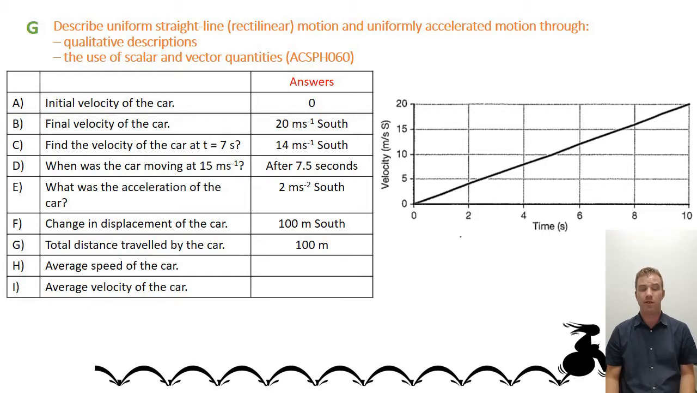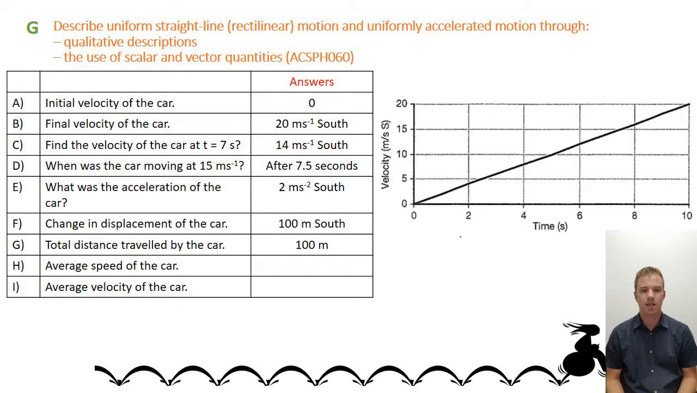Now, when was the car moving at 15 meters per second? And I'm going to say, by interpretation, 7.5 seconds. Okay, so what was the acceleration of the graph? Now this is where we use rise over run, the gradient. So basically 20 divided by 10, which is just 2 meters per second squared south.